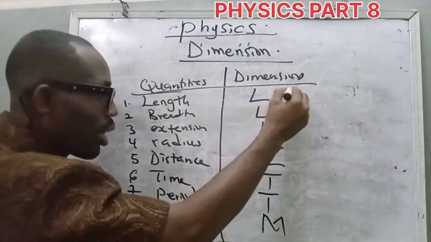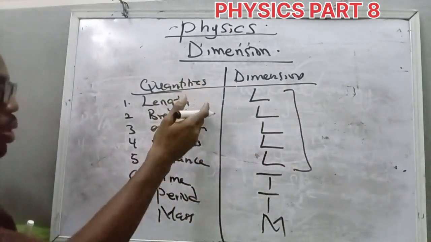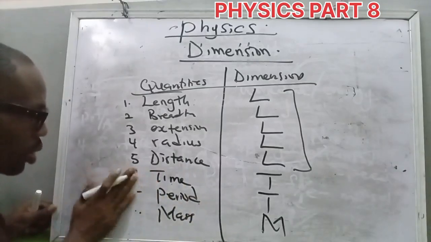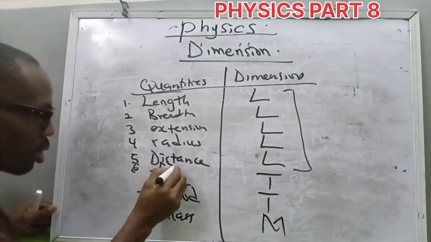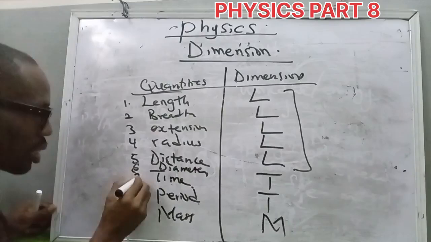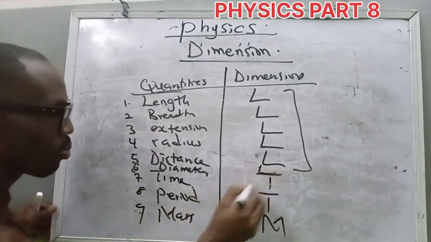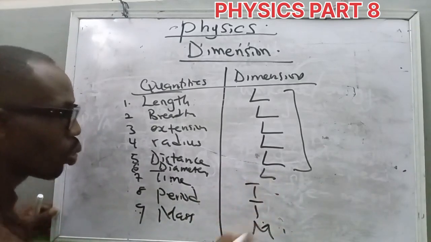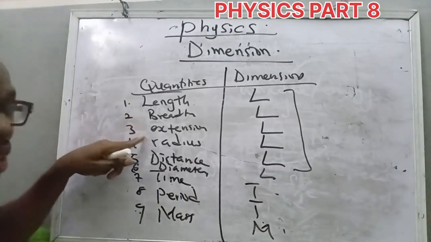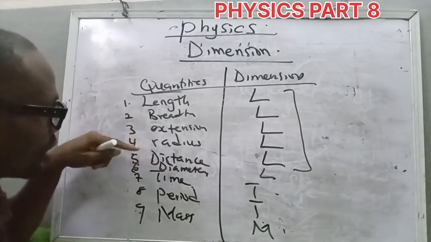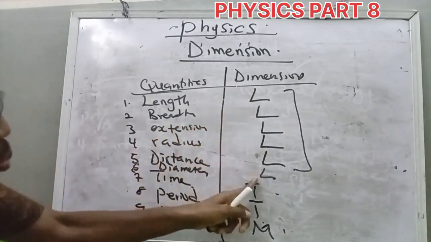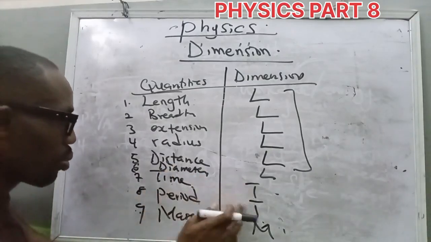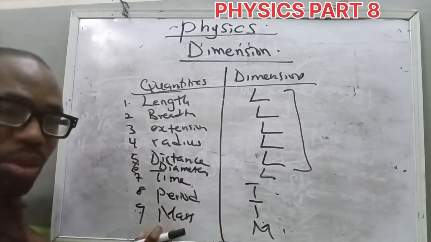So capital letter L will give you all the dimensions for length, breadth, extension, radius, distance. Let me add one more here, 6, diameter. Sometimes they add more. So once it is length, breadth, extension, radius, distance, and diameter, use L to represent anything about them. When it is time, period, and mass, use T for time and period, and capital letter M for mass.